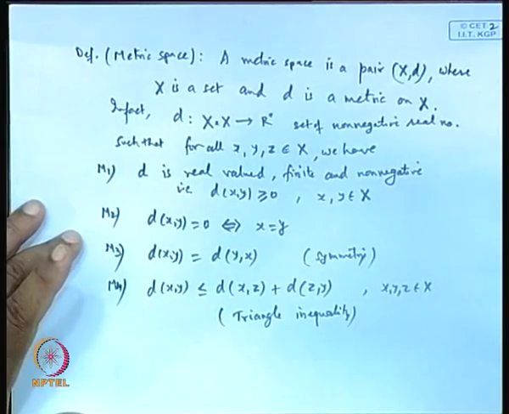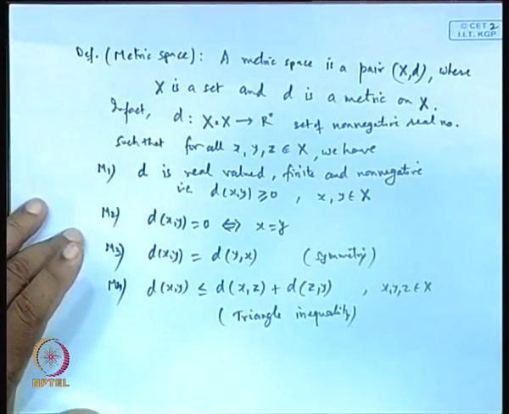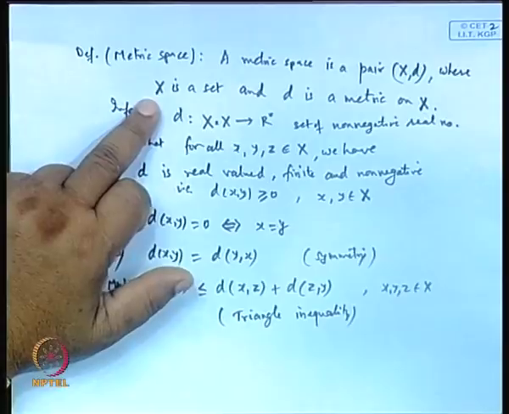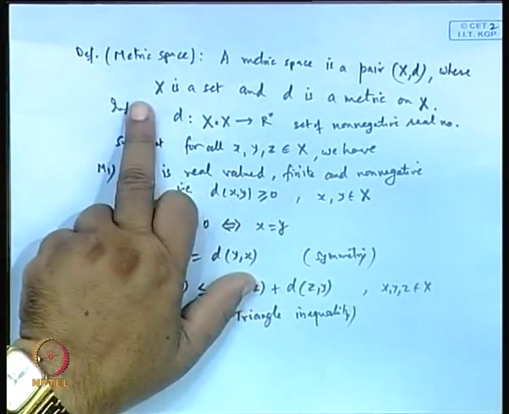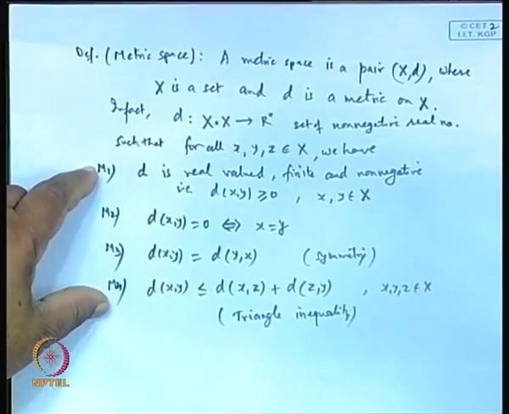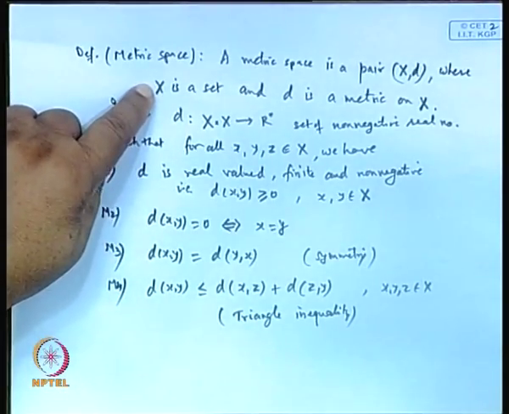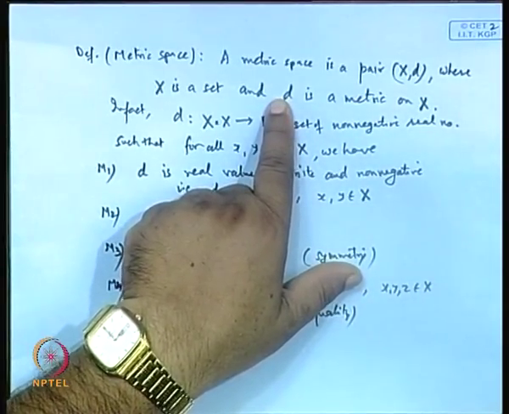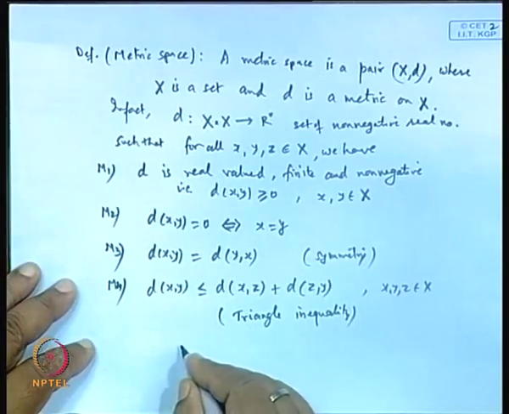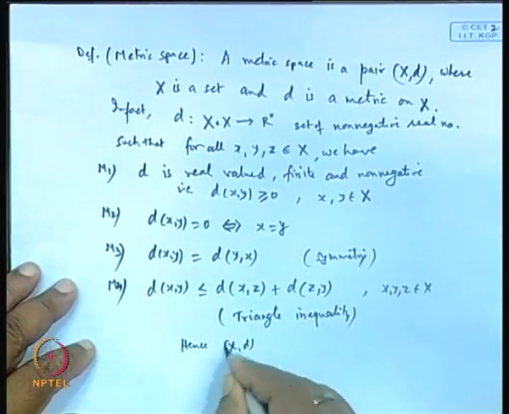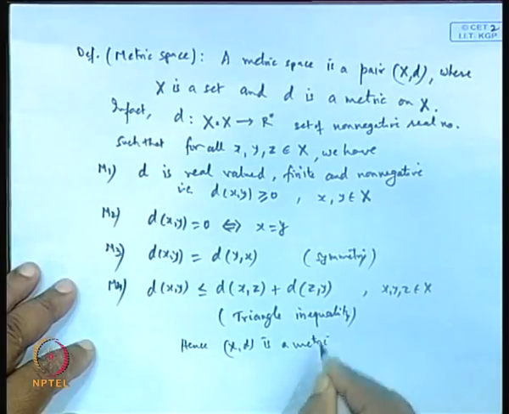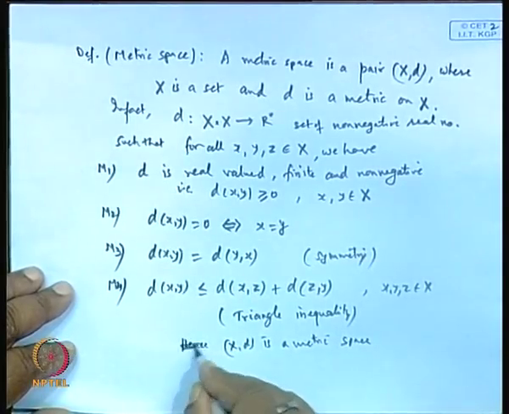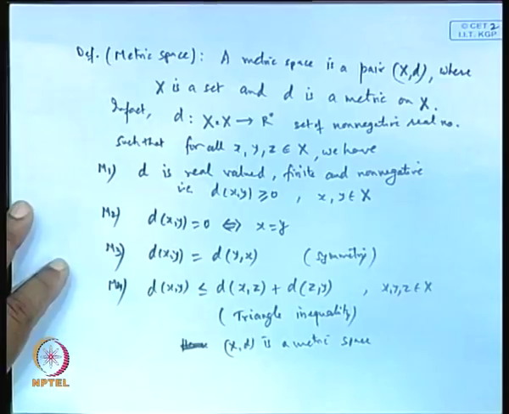So, what we see here is that we have taken the idea of the usual notion of the distance function on the real line and generalized that idea to an arbitrary set X, so that for any two points of that set, if it satisfies these 4 conditions, then we say the set X together with the function d forms a metric space. Okay. So, the pair (X, d) is a metric, hence (X, d) is a metric space. Clear?